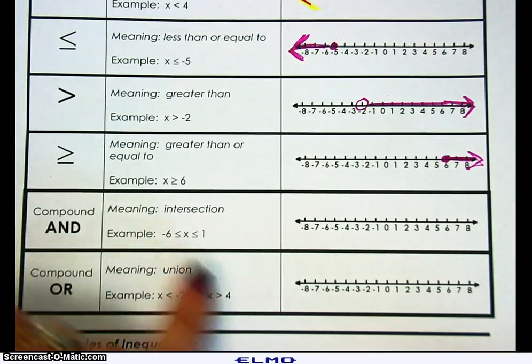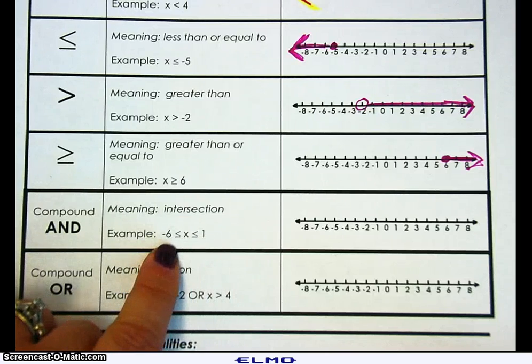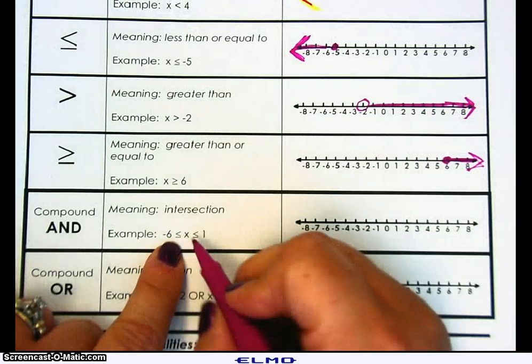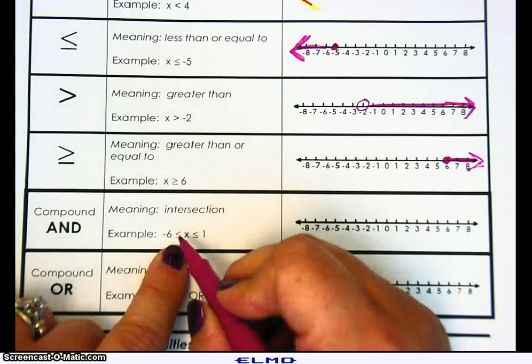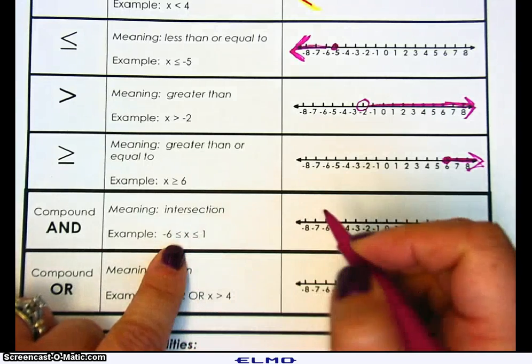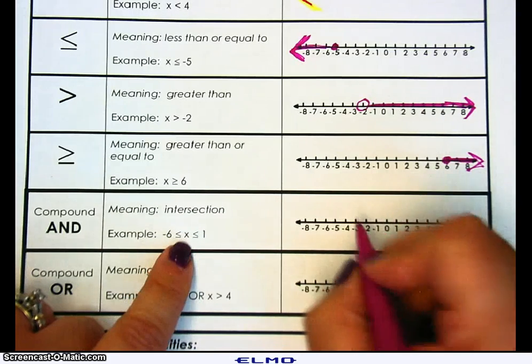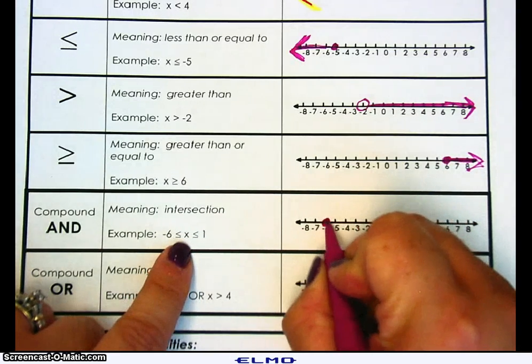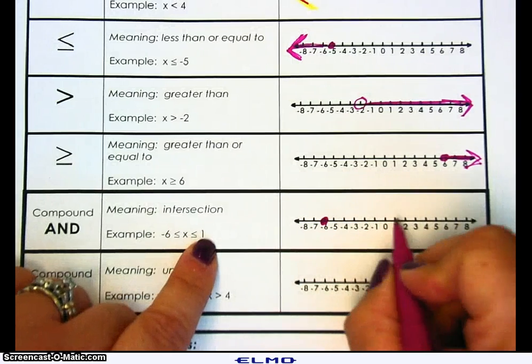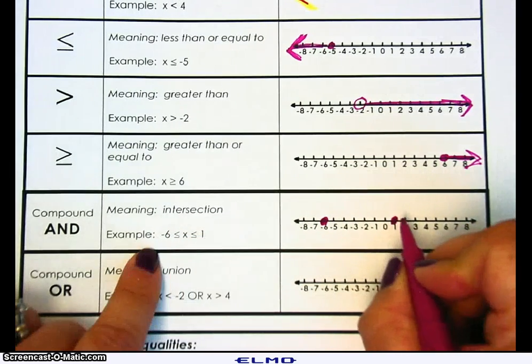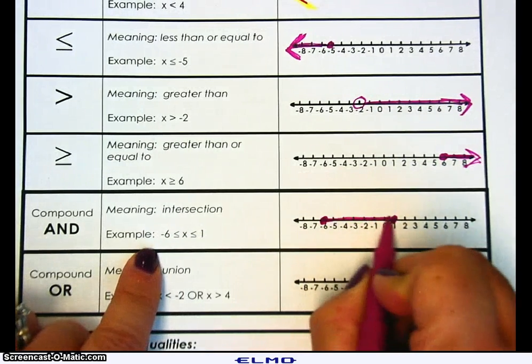All right, compound. This one tells us where to start, and on this particular problem, they may give you less thans, or they may give you less thans or equal to, so you have to pay attention. This is just one example. So we're doing a closed circle, and it goes all the way to 1. And an "and" is connected together.